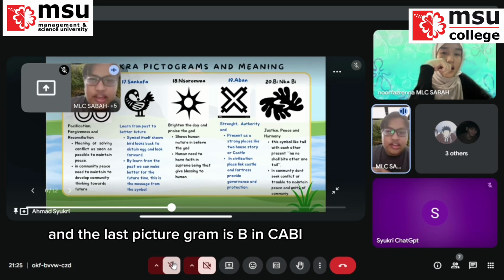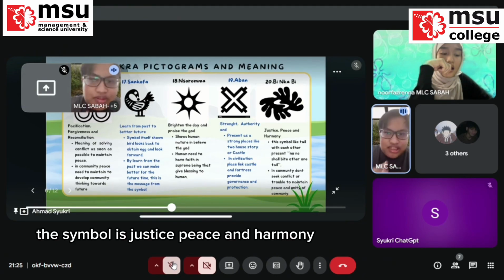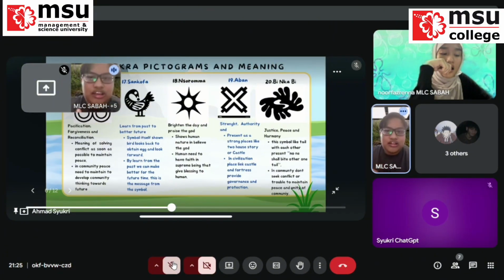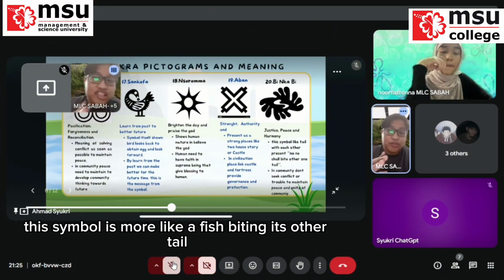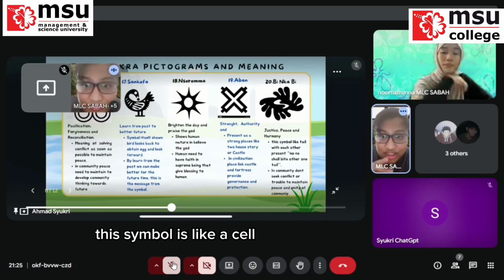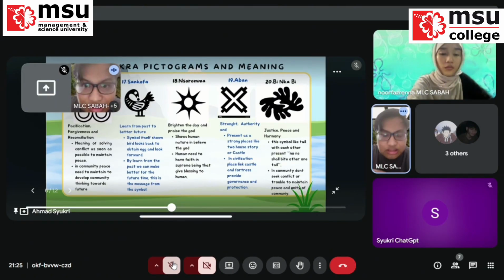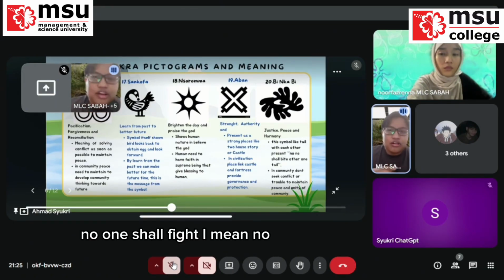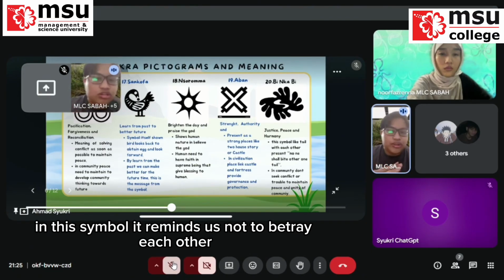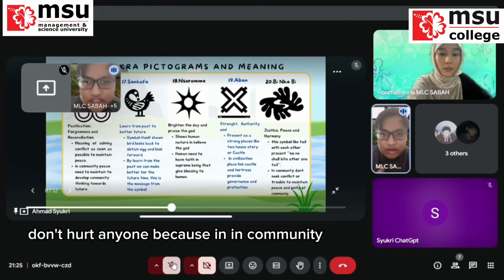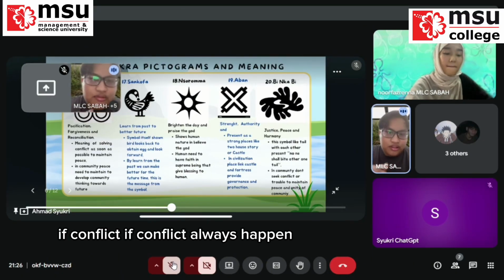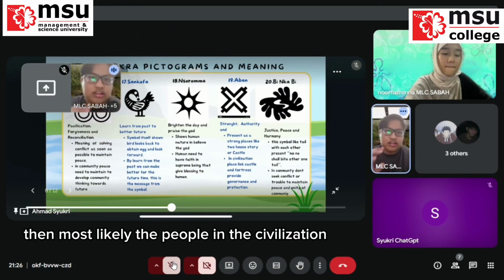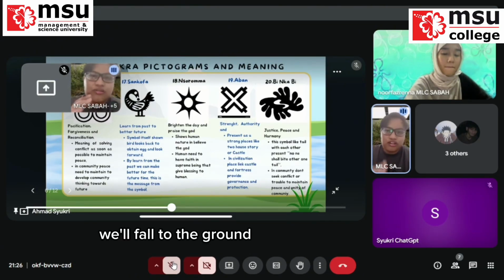And the last pictogram is Bin Nka Bi. It symbolizes justice, peace, and harmony. This symbol is like fish biting each other's tail. It tells us that no one shall bite. In this symbol, it reminds us not to betray each other and not to hurt anyone. Because in a community, if conflict always happens, then most likely the people in that civilization will fall to the ground.